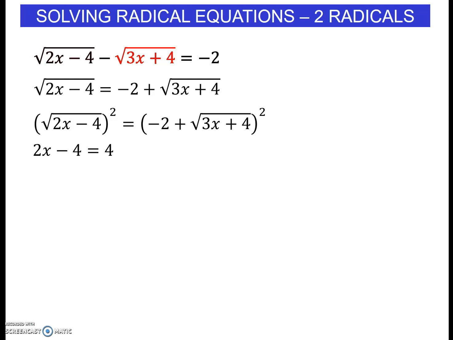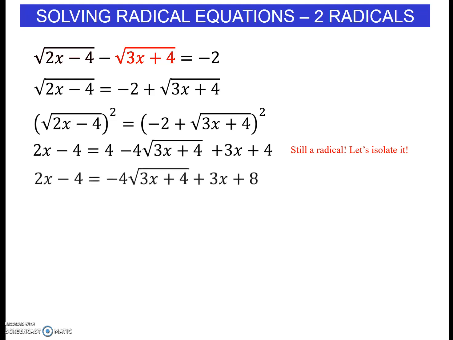Outside insides, that's going to give us a negative 4 times the square root of 3x plus 4, because an outside will give us negative 2 times the square root of 3x plus 4, and that happens twice. And the nice thing about the square root of 3x plus 4 times itself, it's just going to give us 3x plus 4. So at this point here, I still have a radical, so I'm going to isolate it. So I'm going to combine my like terms. So this 4 from here and this 4 from here is going to combine to give me 8.